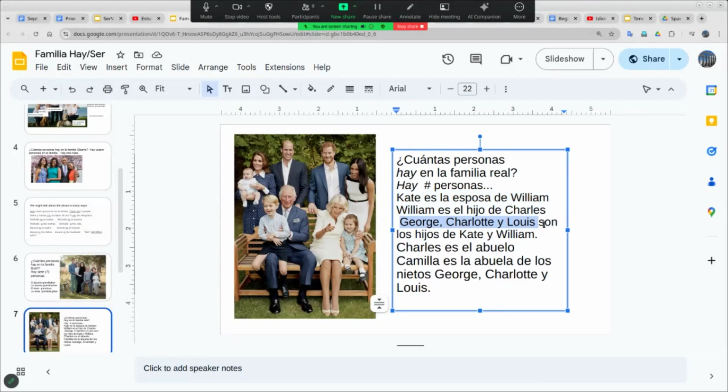George, Charlotte y Louis son los hijos de Kate y William. George, Charlotte y Louis, o Louis, ¿cómo se pronuncia? Son los hijos de Kate y William. They're the children of. Okay. We don't have an apostrophe S. Kate and William's kids doesn't exist in Spanish. It has to be the children of Kate and William.